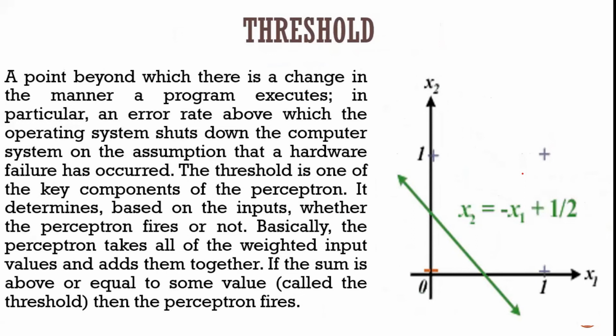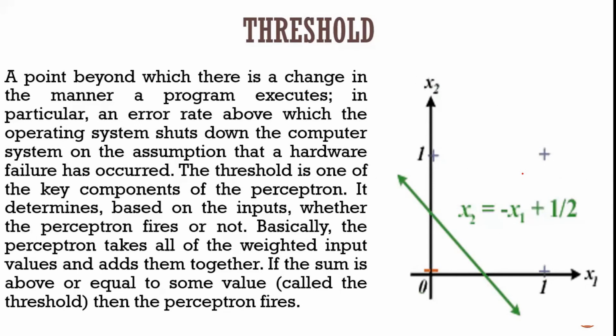For example, you are working on a machine called a computer, and some error has come. The error is a very serious error, which means it crosses some value. That value is called the threshold. The machine automatically switches off. So that is called the threshold.